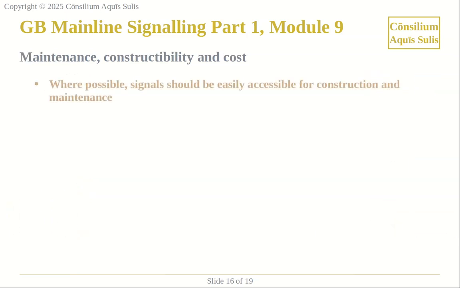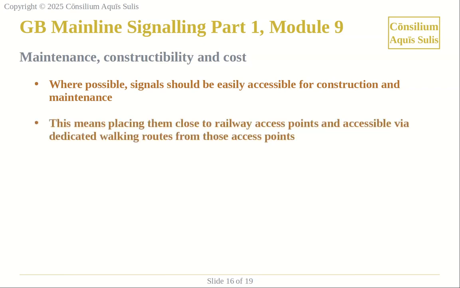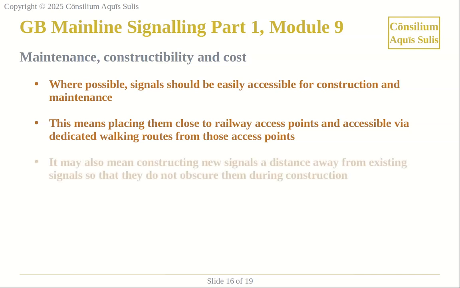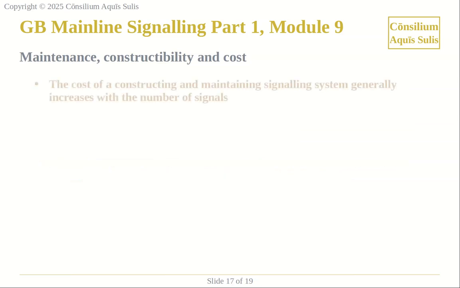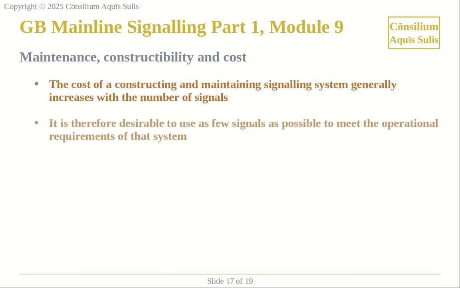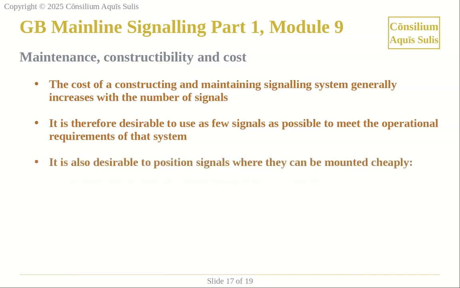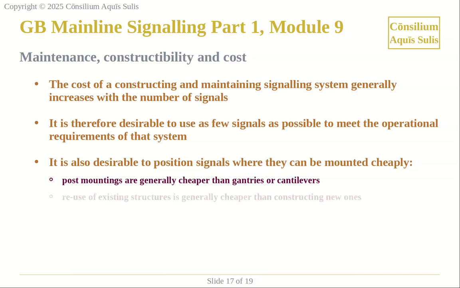A further consideration is a more practical one: maintenance, cost and constructability. Signals should be easily accessible for construction and maintenance purposes, ideally close to access points with accessible walking routes to those access points, and also new signals should be constructed a distance away from existing signals so they don't obscure them during construction. The cost of constructing and maintaining signalling generally increases with the number of signals, so there's a good incentive to be economical with the number of signals that are needed to meet operational requirements, and also to mount them as cheaply as possible. Ideally, post mountings are generally cheaper than gantries or cantilevers, and reuse of existing structures is generally cheaper than constructing new ones.